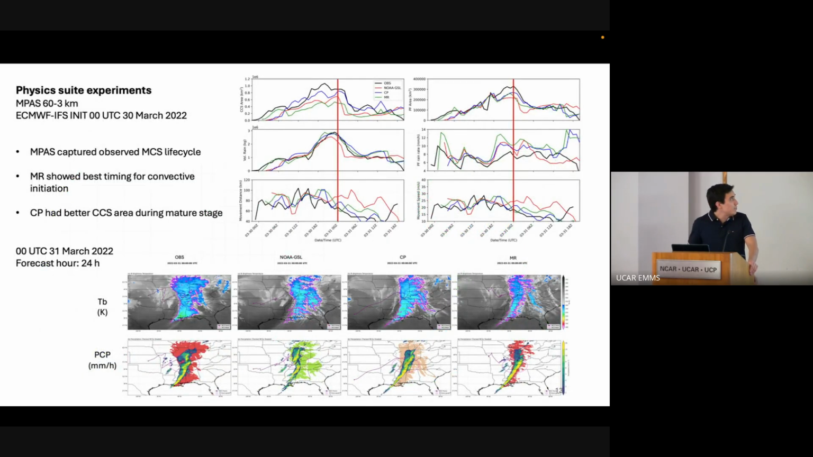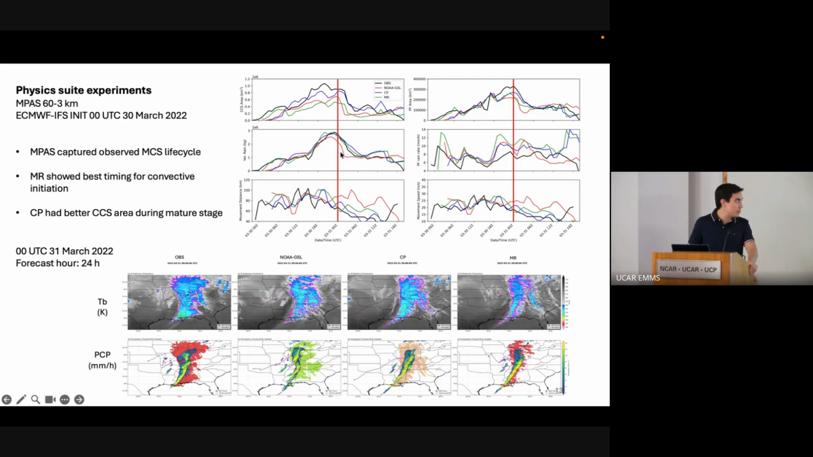All right, so moving to the physics suite experiments, here I think we have the biggest difference. As we can see, for instance, in terms of CCS area, we have a big difference between them, with the convection permitting physics suite getting closer to the observed peak during the mature stage. And also we have difference in terms of volume of rain.